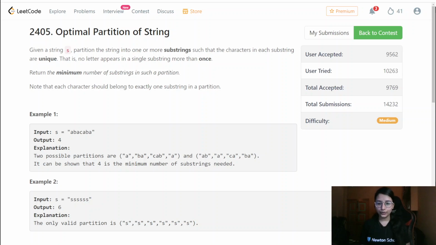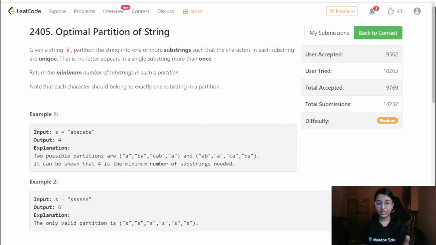Hello everyone, so today we are going to do the LeetCode weekly challenge second question, Optimal Partition of String. In this question, we are given a string, and we are required to partition that string into such substrings where in a particular substring there is no repetition of characters. So this was some overview.